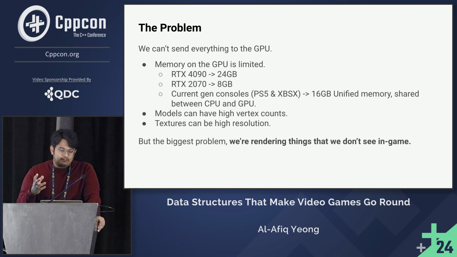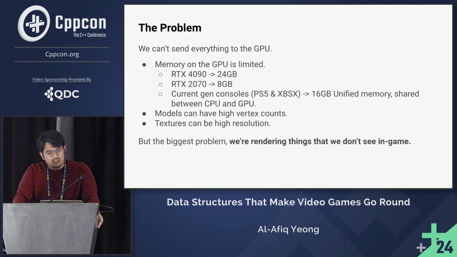And because models these days can have really high vertex counts, we could easily use up the memory that's in the GPU because we're keeping them in VRAM instead of on the CPU side. And not only can models have high vertex counts, the vertices themselves can have a lot of data. And in the era of 4K gaming, textures need to be really high in terms of resolution so that we don't see patches of pixels when we're playing the game.